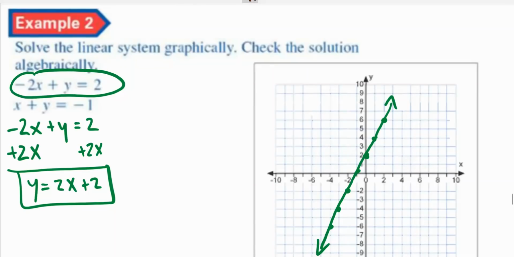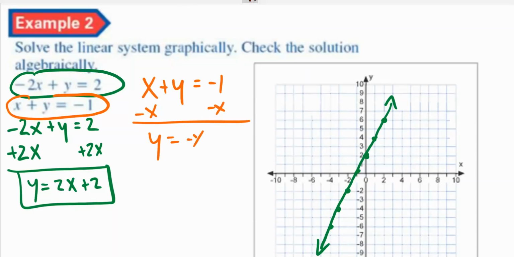And our next one, x plus y equals negative 1. We could do the same thing. We could subtract x, and we'll get y equals negative x minus 1. Y-intercept of negative 1. Slope of negative x, down 1, right 1. Up 1, left 1.